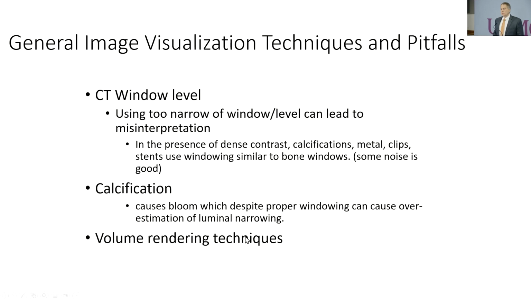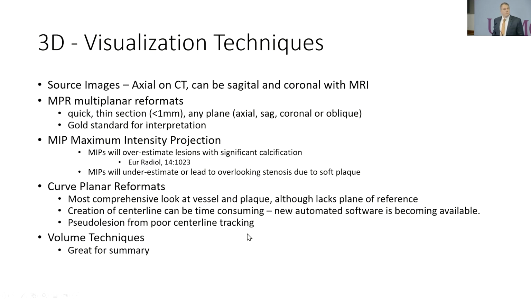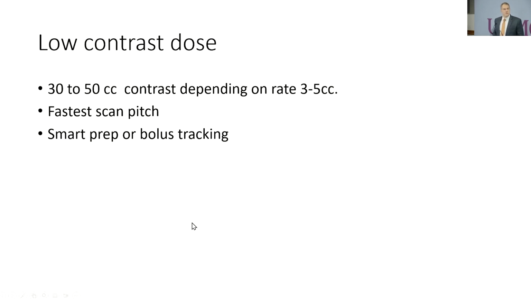And we use volume rendering techniques to create summative information. And generally, thin section multiplane reformatting is a standard of care. MIPs and curved planar reformats can be helpful for summative information, and volume techniques, as I showed early on, are really great for a picture is worth 1,000 words in terms of what's going on with the patient and surgical planning.